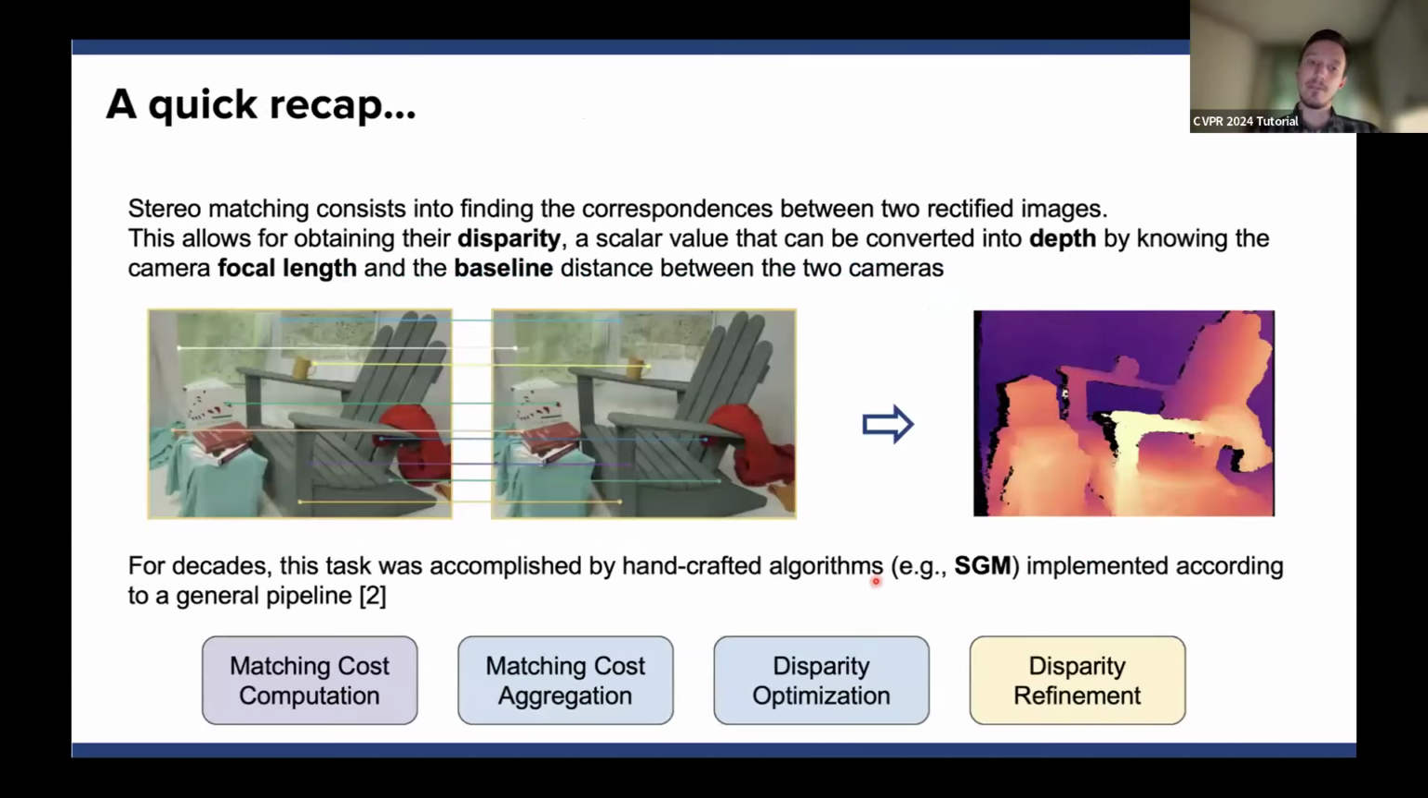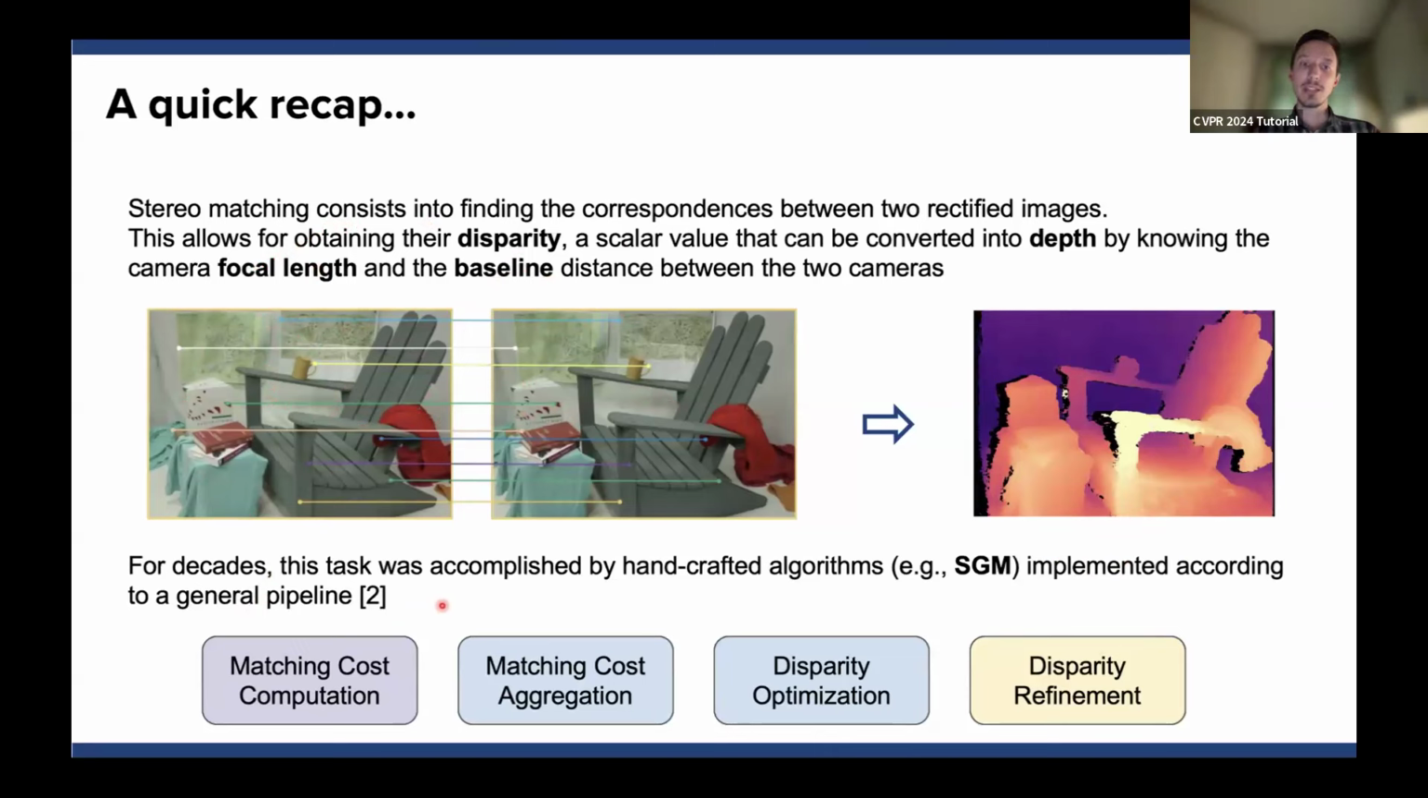Let's recap very quickly what stereo matching is. You probably already know. Stereo matching is the task aimed at estimating depth out of two rectified images. If the images are rectified like this, we can find the disparity between the pixels on the left image by simply looking at where they appear on the right image, and then computing the difference in terms of x-coordinate of each pixel. This difference is the so-called disparity that can be plotted, as we can see here, in the so-called disparity map. In particular, this one was obtained by a very popular handcrafted algorithm, which is semi-global matching. Given the disparity map, we can obtain depth by simply knowing the focal length and the baseline distance between the two cameras that collected the two pictures.